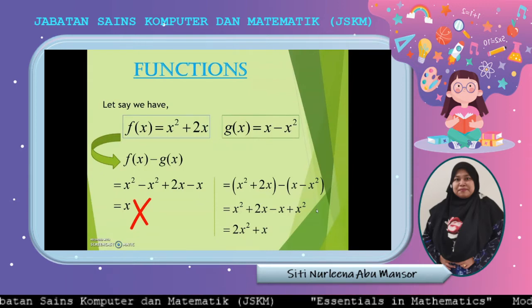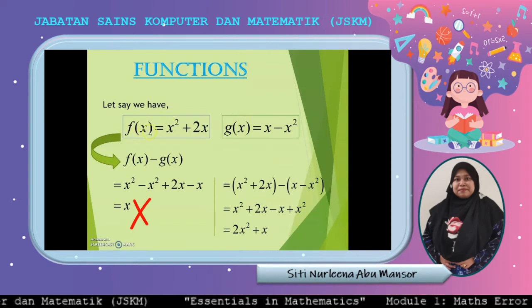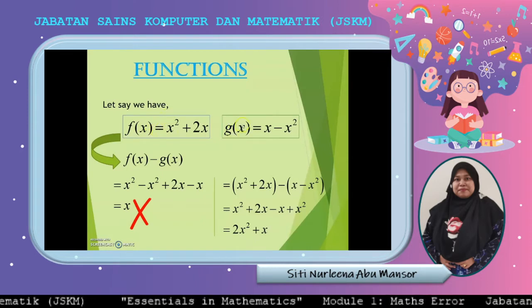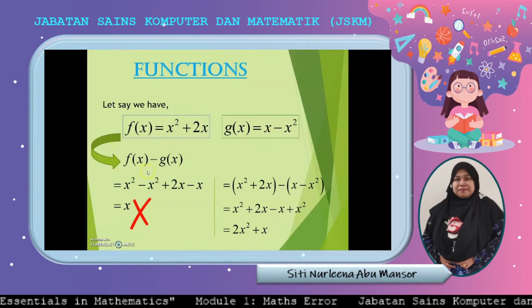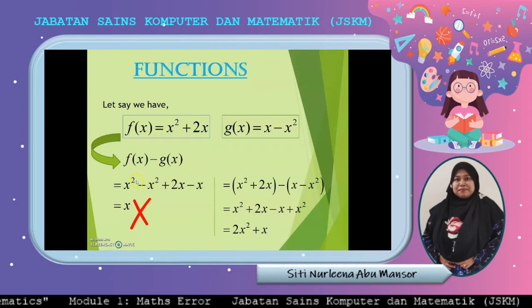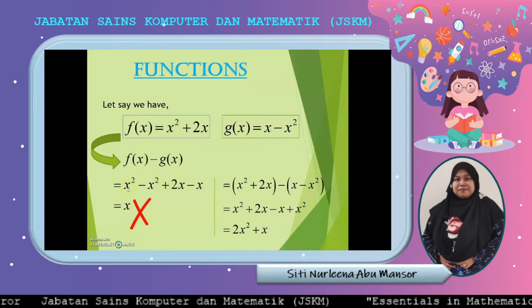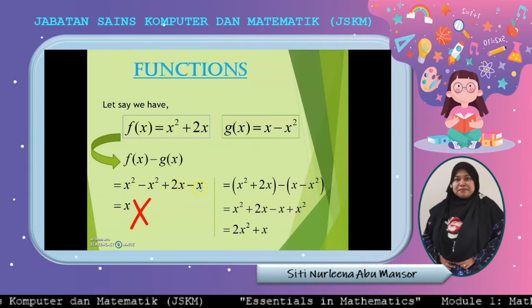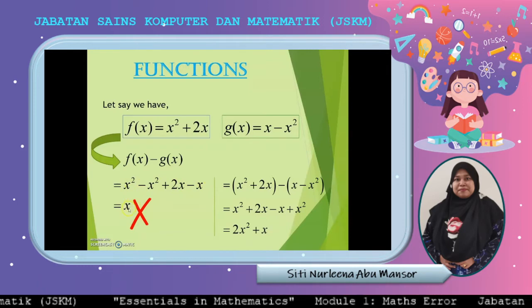Okay, let's say we have two functions, f(x) and g(x). So f(x) is equal to x squared plus 2x and g(x) is equal to x minus x squared. Let's say we have an operation of f(x) minus g(x). So usually what students did was they just plug in all the values of f(x) and g(x). Okay, like this example, we have x squared minus x squared plus 2x minus x. Okay, so we can see here that we get the answer of x, which is wrong.